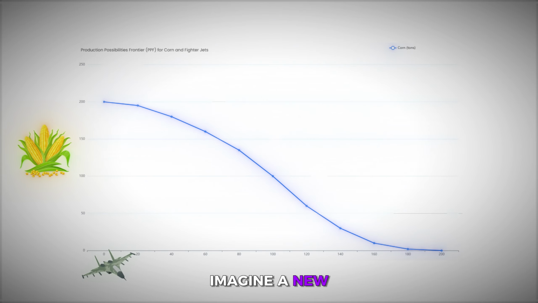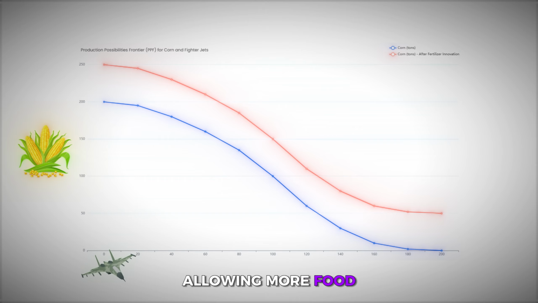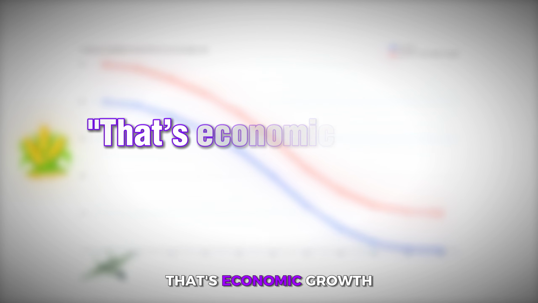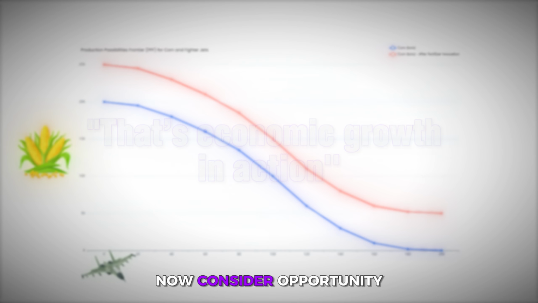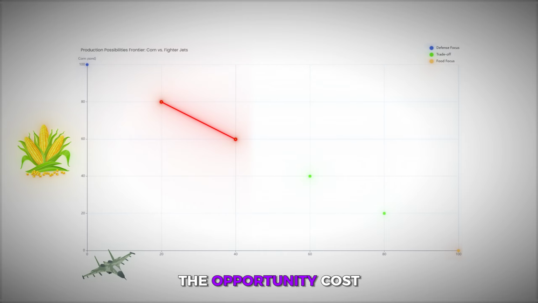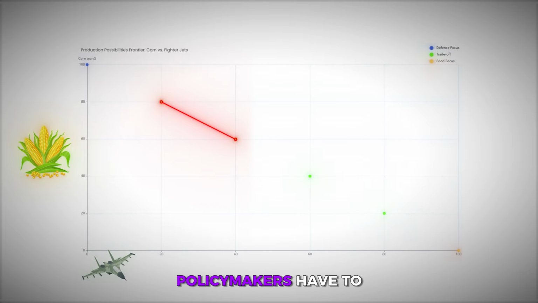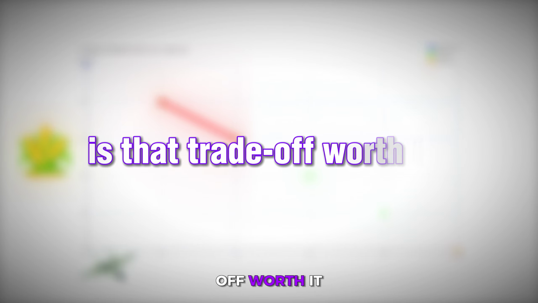Now imagine a new fertilizer increases corn yields without using more land. This shifts the PPF outward, allowing more food without sacrificing defense. That's economic growth in action. Now consider opportunity cost. If moving from point A to point B on the curve means giving up 10 tons of corn to get 2 more jets, then the opportunity cost of those jets is 10 tons of corn. Policymakers have to decide, is that trade-off worth it?